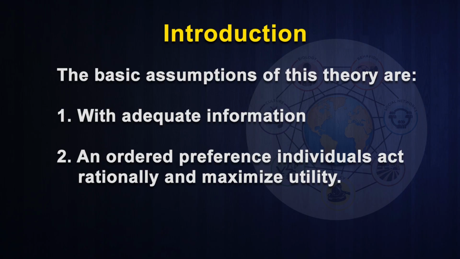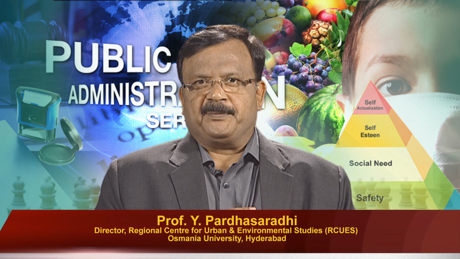James Buchanan, Gordon Tullock, Vincent Ostrom and William Niskanen are the principal exponents of this approach. The basic assumption of this theory is that with adequate information and an ordered preference, individuals act rationally and maximize utility. The point is simple here. Ostrom, Niskanen and Buchanan are talking about why there is a state monopoly, why the state has to control each and everything. Let the people have their own choice among the services provided by the state.